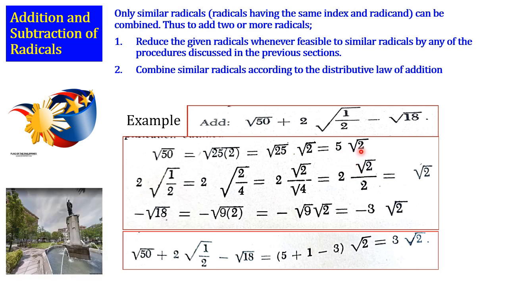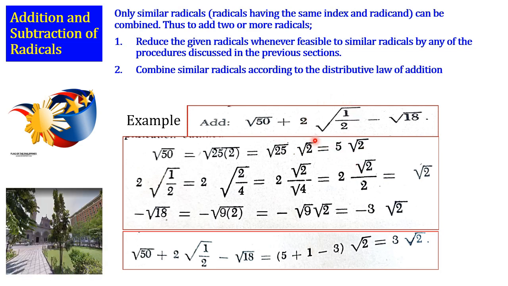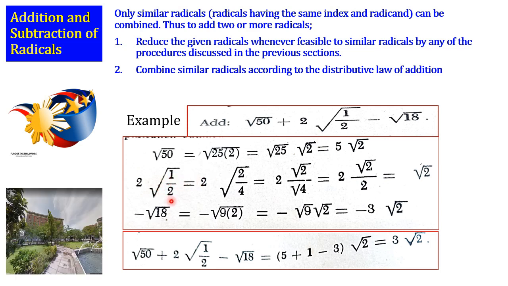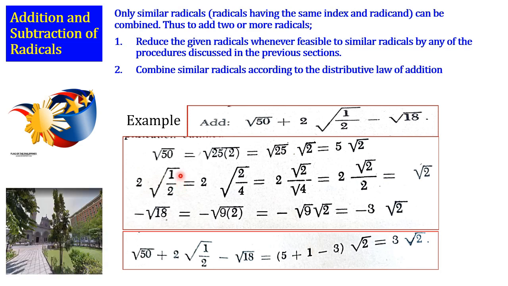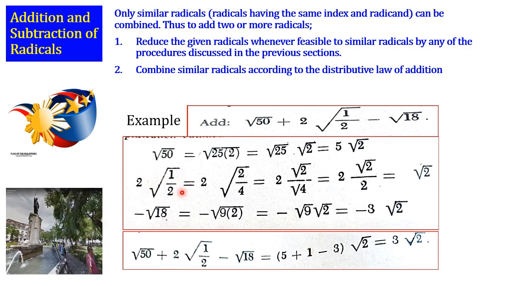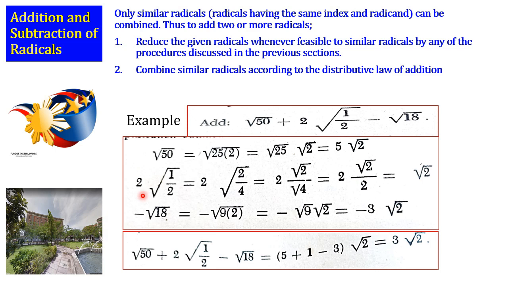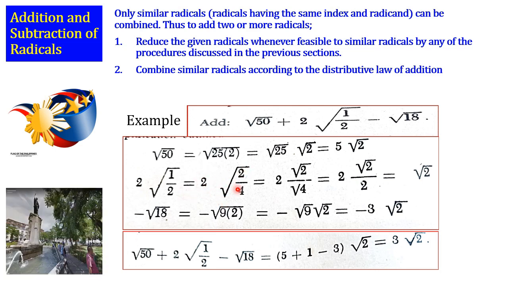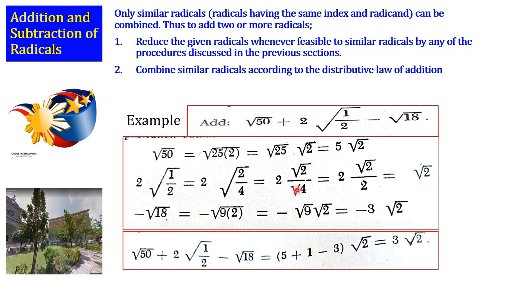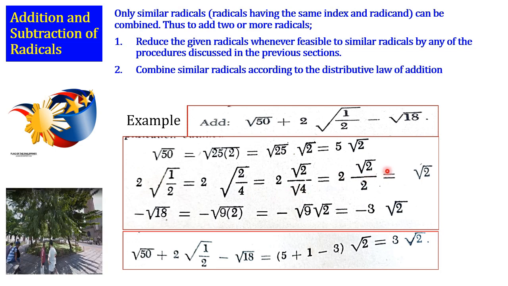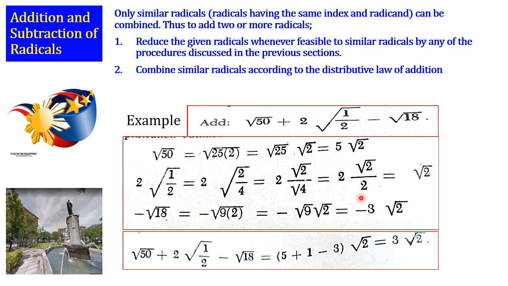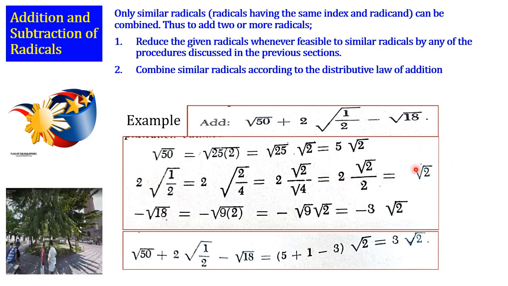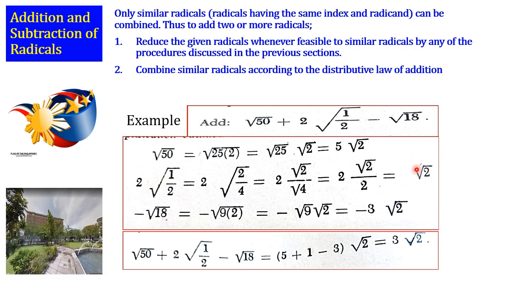Ang pangalawa, 2 square root of 1/2 ay maaari nating i-multiply sa 2 over 2. Therefore, we can rewrite this as 2 times square root of 2/4, and we can have this as 2 square root of 2 over 2. We can cancel 2. Therefore, ang natira na lamang ay square root of 2.